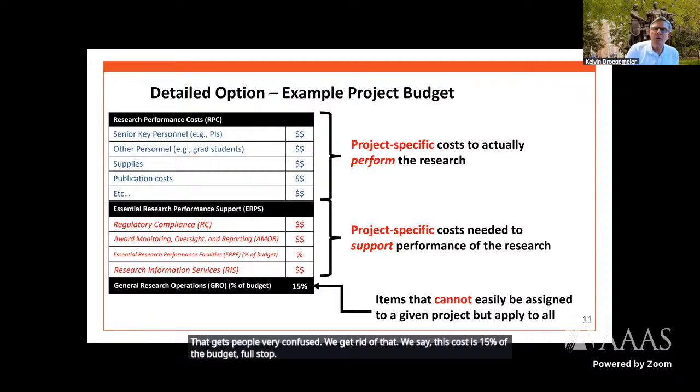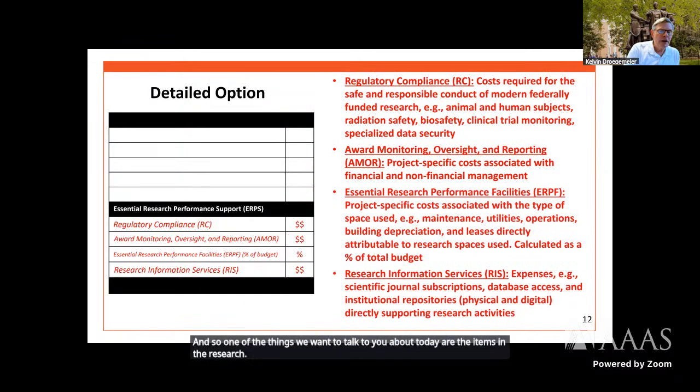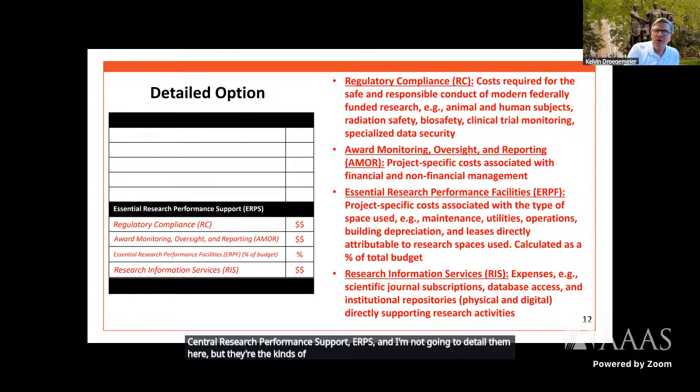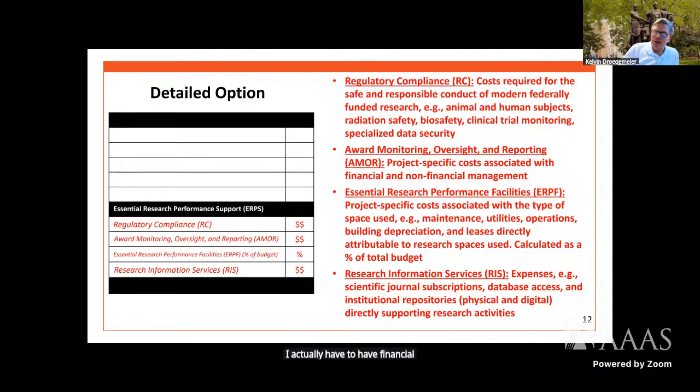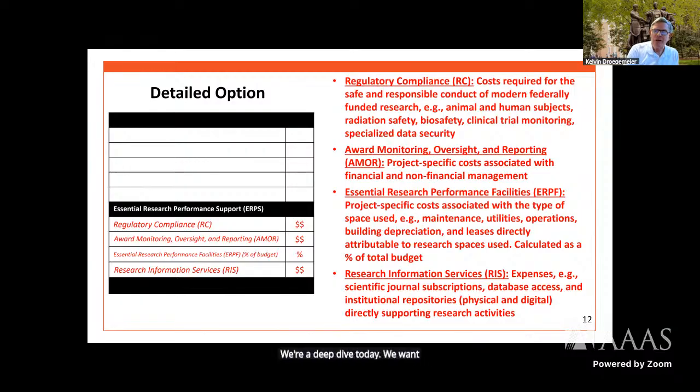And so one of the things we want to talk to you about today are the items in the essential research performance support, ERPS. I'm not going to detail them here, but they're the kinds of things that you would expect to see. Oh, my research project needs facilities. Oh, yeah, I actually have to have financial monitoring. I need to know what my budget is, how many months I can fund a student, and so forth. We're doing a deep dive today. We want to dive into that to show you how you would actually do this operationally.